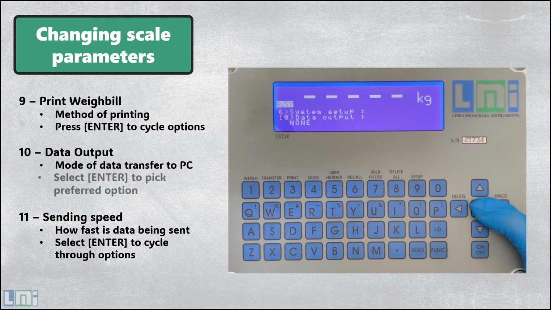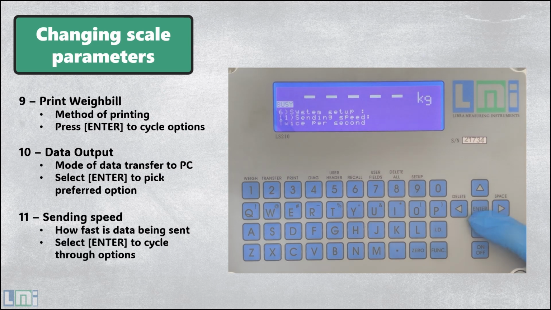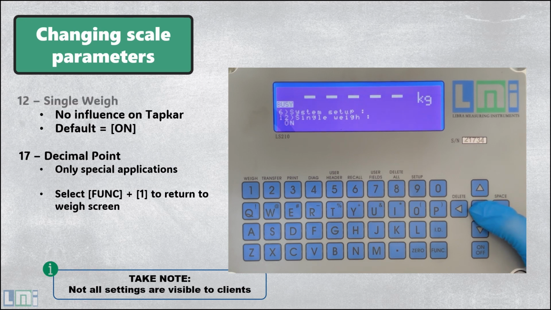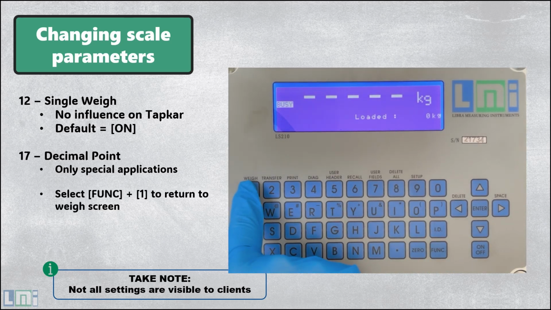While settings 10 and 11 are data output and sending speed. This is connected with how fast the data is sent to the connected PC. You can also ignore setting 12, single weigh. It has no influence on LS210 Tapkar instruments. Number 17 is decimal points, which is used in specific situations. To return to the main weighing screen, select function and the 1 key.